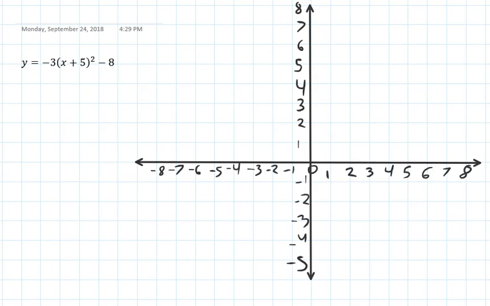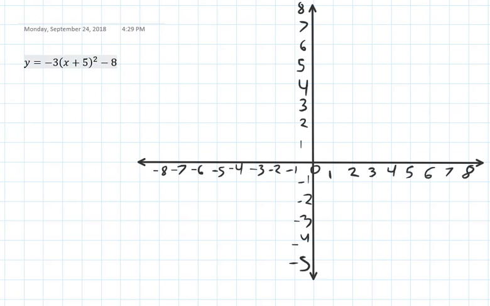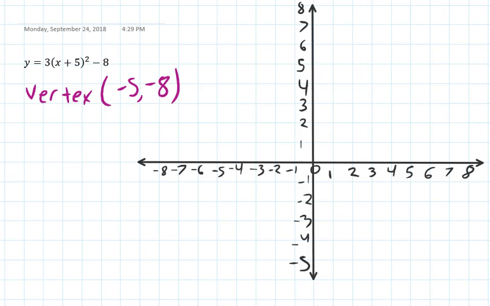One more. Oh, this is a bad one. I'm going to make it positive 3. It was going to open down. I'll explain why I changed that. My vertex is negative 5, negative 8. And I thought if I had the point negative 5, negative 8, you know what, let's even make it different. Let's keep it negative 3, but make this plus 8.